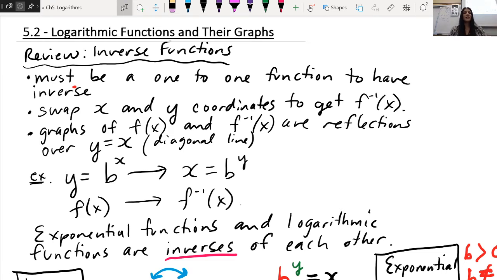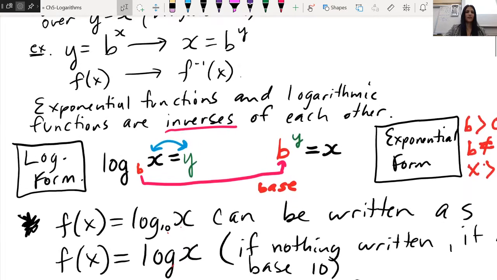In order to find an inverse, just a reminder that it has to be a one-to-one function. If it isn't a one-to-one, then we restrict it to make it a one-to-one. We swap the x and the y. We talked about that yesterday. And then the graphs of the original f of x and its inverse are reflections over y equals x. That's what we just talked about.